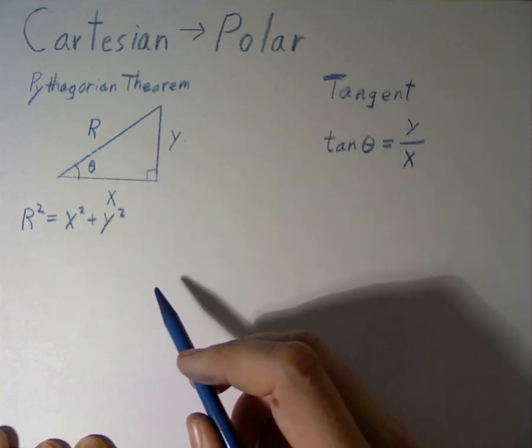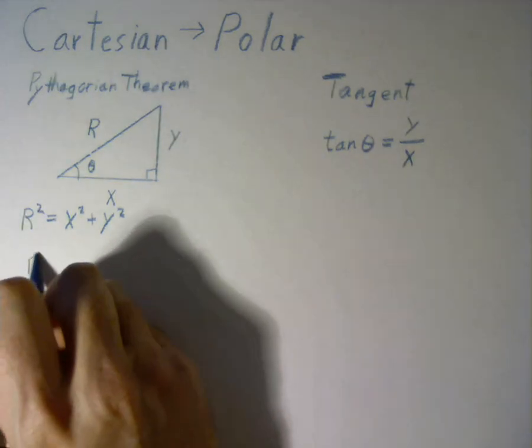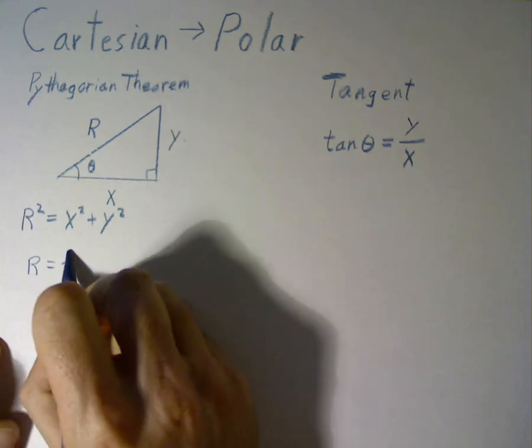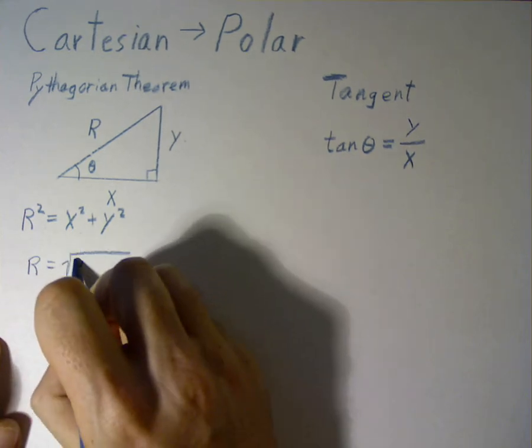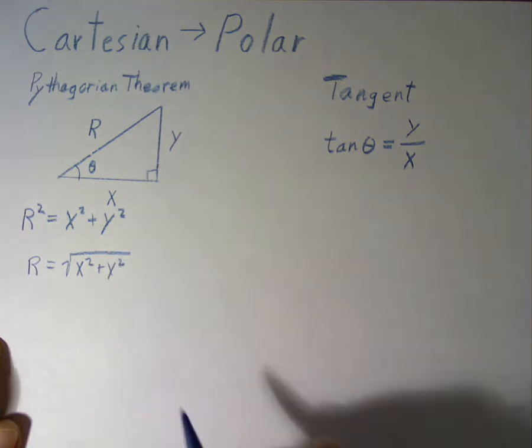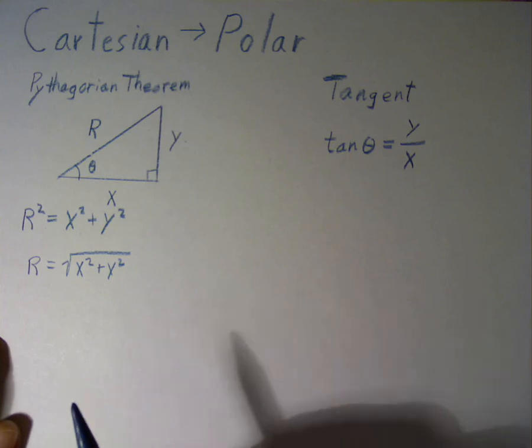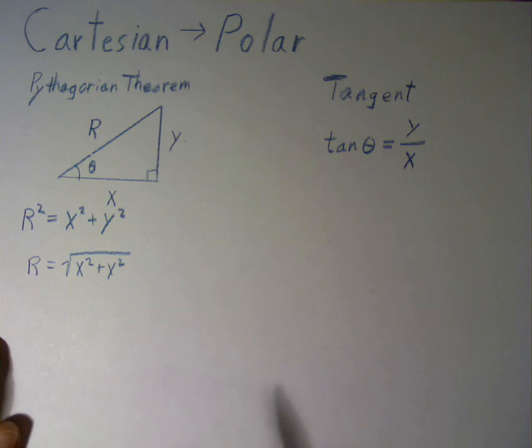If we take the square root of both sides, we can write this as r equals the square root of x squared plus y squared. This equation is generally applicable regardless of what values we have for x and y.